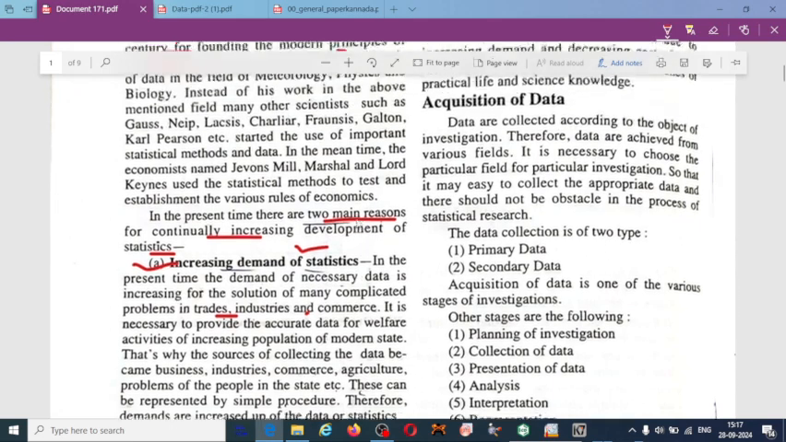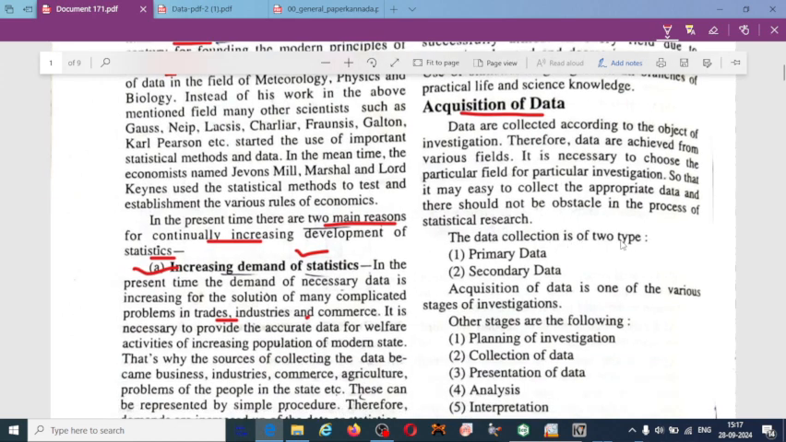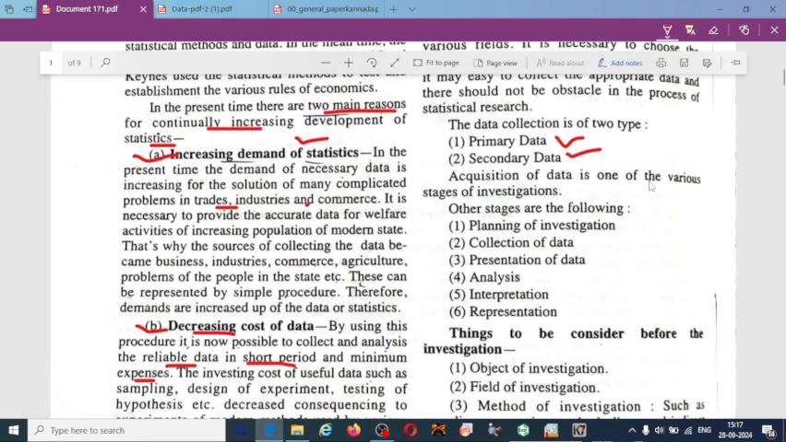Acquisition of data. Acquisition means how you can collect the data. Data are collected mainly in two ways in statistical research: primary data and secondary data, as I already explained. So acquisition of data, other than these, involves the following steps: planning or investigation, collection of data, presentation of data, analysis, interpretation and representation.